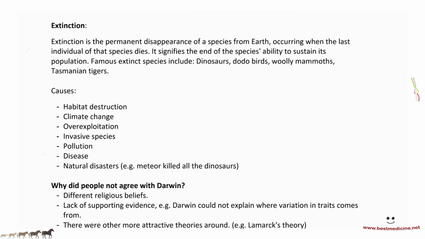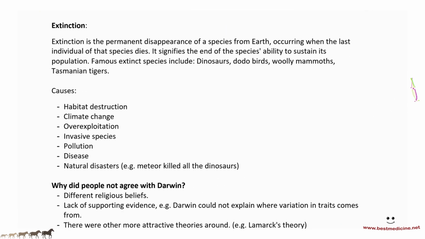Okay, and next up we have extinction. Extinction is quite straightforward. I think you guys are already aware of what this is. It is essentially the permanent disappearance of a species from Earth, like the dodo bird, right? The dodo bird is extinct. This occurs when the last individual of that species dies. So essentially it signifies the end of a species' ability to sustain its population because of very severe selection pressures. Some famous extinct species include dinosaurs, which were killed by meteors that we theorize, dodo birds, mammoths, Tasmanian tigers, and so on.